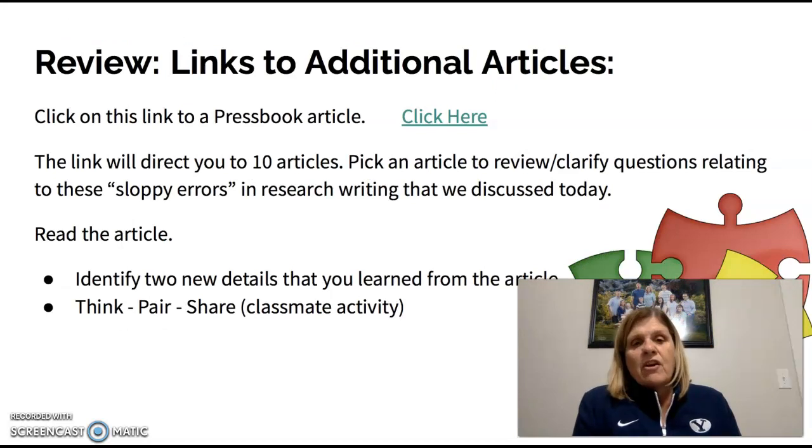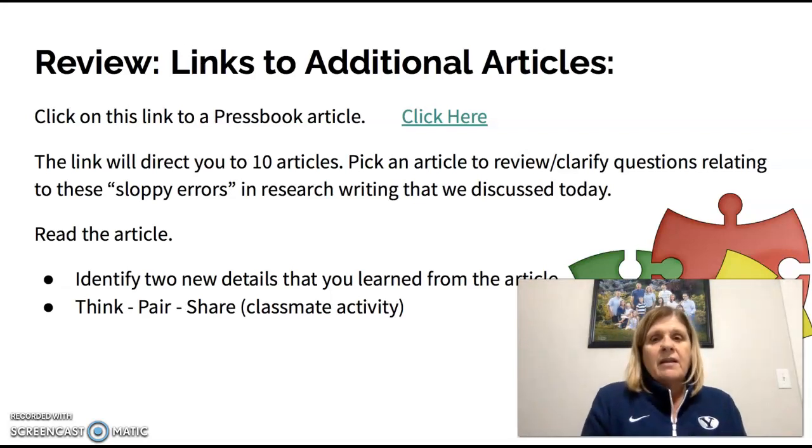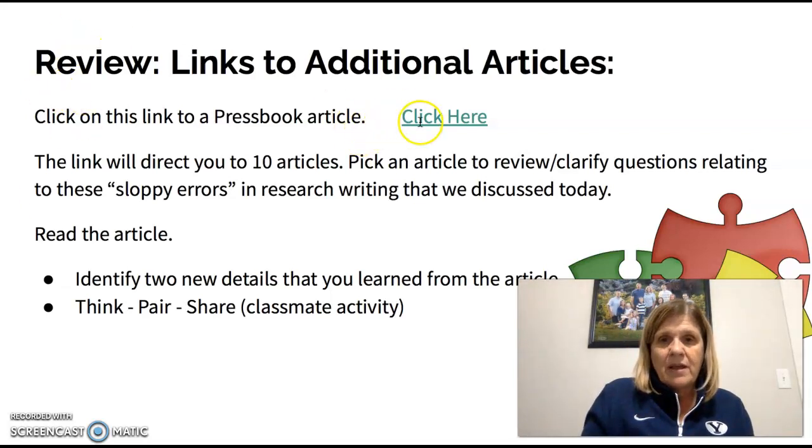Finally, there is a really good Pressbook article that kind of summarizes a lot of things I've talked about the last 2 days. And if you'll open up this link right here, then it will take you to that article.